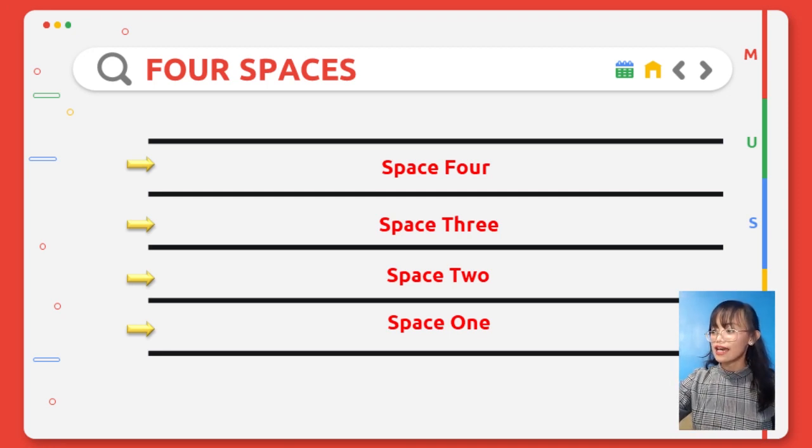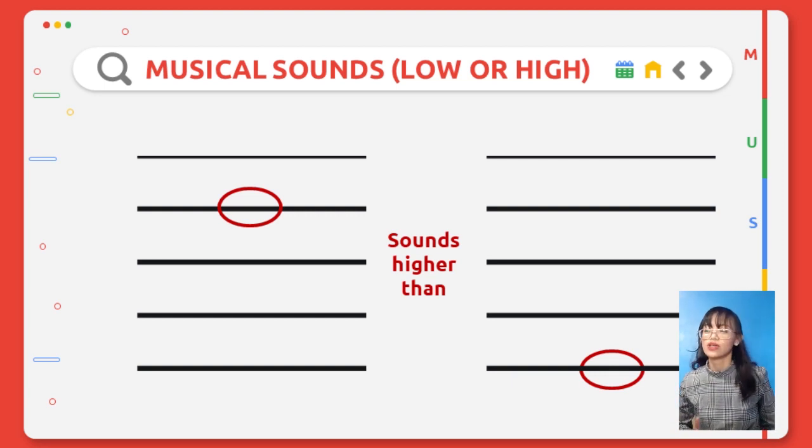Now let's proceed to the next slide. So musical sounds. So the notes are written on a staff. So here in my sample music sheet, ayan, yan yung mga nota, and their positions indicate if it is a low note or a high note. So kung saan siya nakalagay, nag-i-indicate yun kung mataas ba siya na nota o mababang nota. So dito in my slide, in the first staff here, this note sounds higher than this one, the note on the second staff.